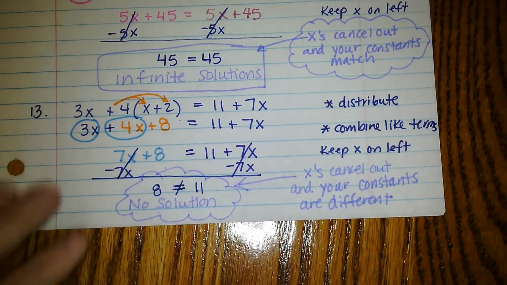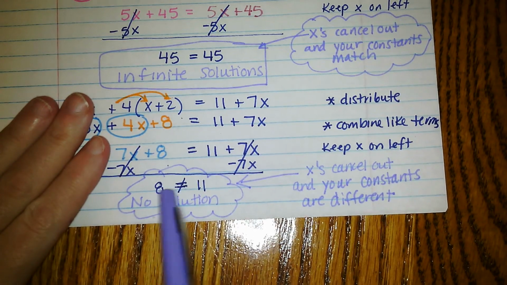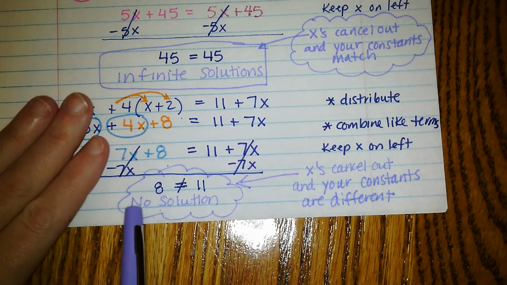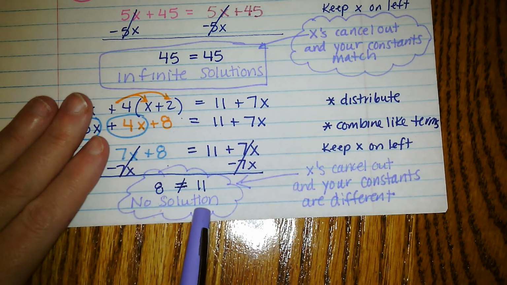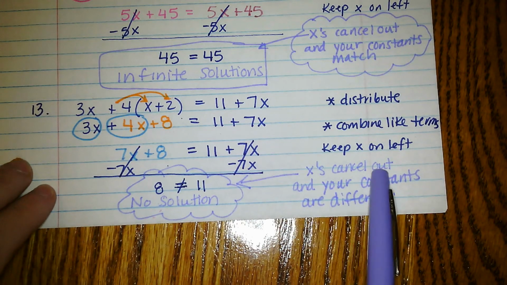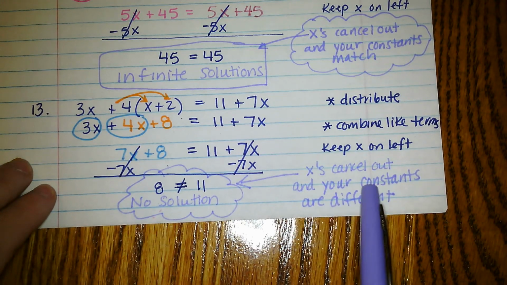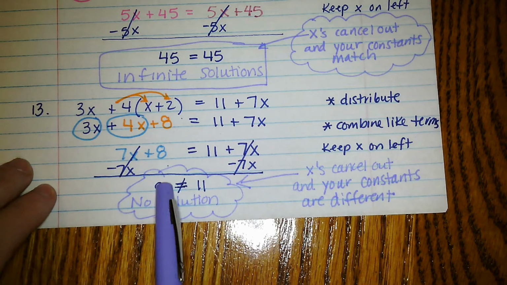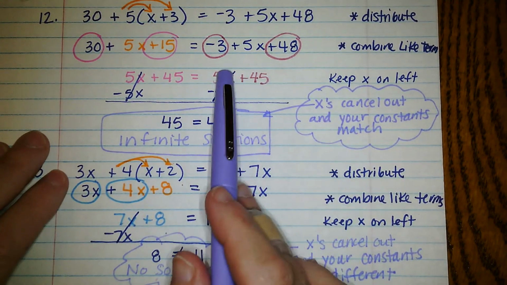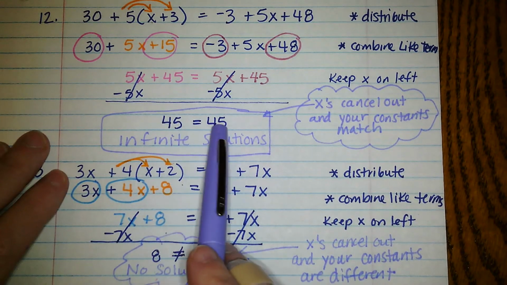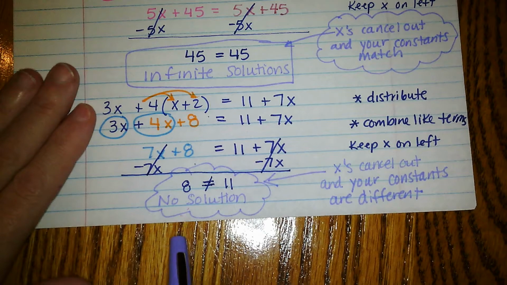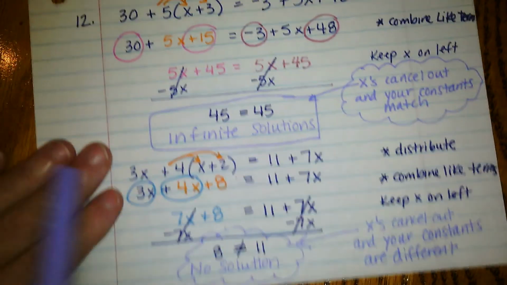So you would literally write 8 cannot equal 11, because that's a true statement. And you would write no solution. And you know there's no solution because your x's canceled out and your constants are different. This and this are not the same. Whereas infinite solutions, your x's cancel out, but you get agreement. You get things that match or that are equal. That's infinite. No solution when they don't match.